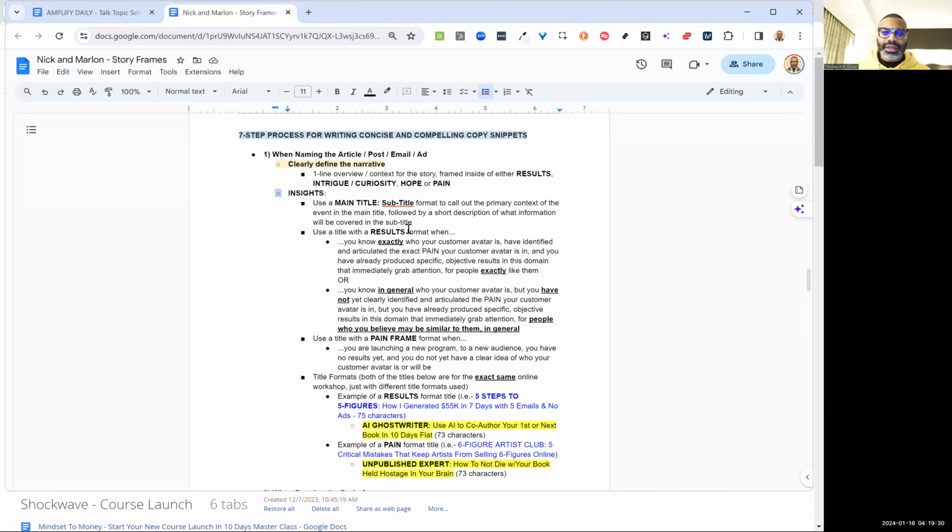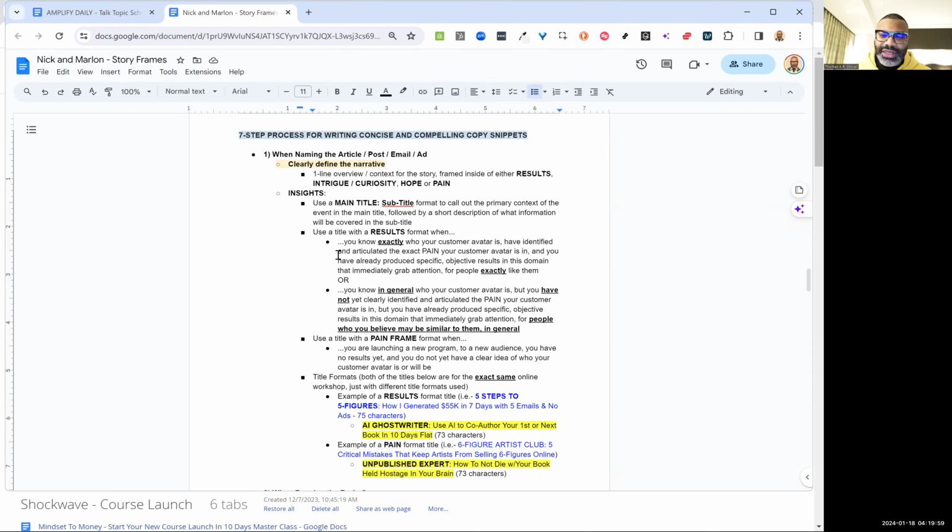Okay. So step one, when you are naming the article, post, email, or ad, again, we're going to walk through the details, and then I'm going to give you the whole picture in detail here. So you're going to clearly define the narrative, and you do this with a one-line overview / context for the story framed inside of either results, intrigue or curiosity, hope or pain.